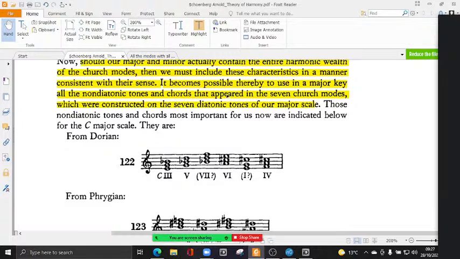He said very clearly, I hope, that it becomes possible thereby to use in a major key all the non-diatonic tones and chords that appear in the 7 church modes, which were constructed on the 7 diatonic tones of our major scale. So what he's saying is, on top of a diatonic note, we can use non-diatonic chords. But the root has to still be diatonic, because if not, you will lose the identity of the degree of the scale.